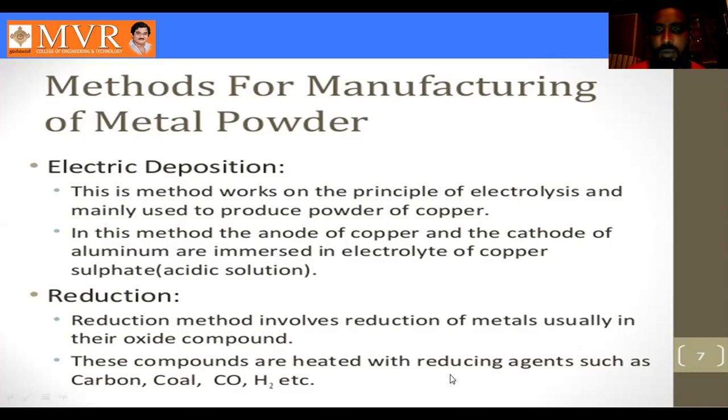These compounds are heated with reducing agents such as carbon and coal. By using these agents, we reduce the metals. So carbon and coal reduce the metal oxide compounds. This is the reduction process: the reduction of metals, usually from their oxide compounds. That was the introduction from our previous lecture.